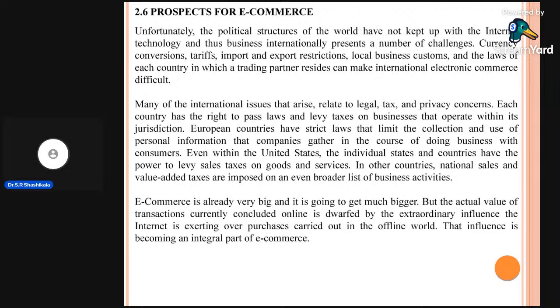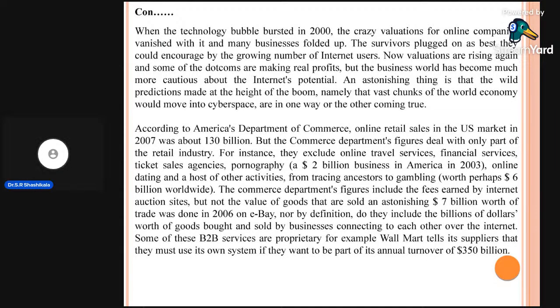Now, e-commerce is already very big, and it is getting much bigger, we can say. The actual value of transactions currently concluded online is extraordinarily influencing internet users. When the technology bubble burst in 2000, the crazy valuations of online companies vanished and many businesses folded up. The survivors pushed on as best they could by growing the number of internet users. According to America's Department of Commerce, online retail sales in the US market in 2007 were about 130 billion, but the Commerce Department's figure deals with only a part of the retail industry. So we can say that this has been increasing at a very high rate.